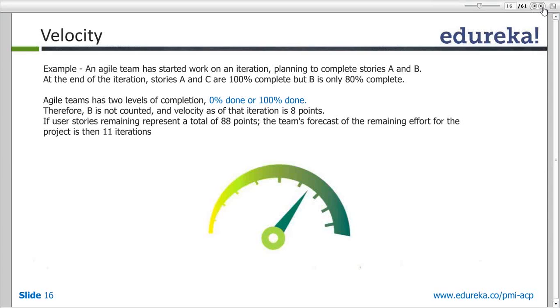Therefore, B is not counted and the velocity of that iteration is 8. Probably the sum of A and C was 8, like 4 plus 4, or 3 plus 5, something of that sort. Okay. So if user stories remaining represent a total of 88 points, that means I would need a further 11 iterations to complete my 88 story points. Got it?